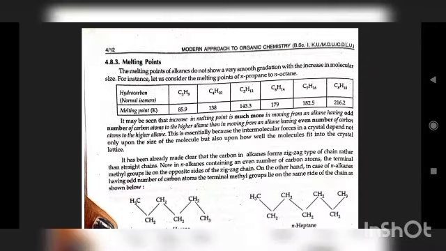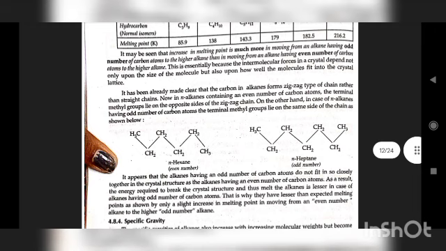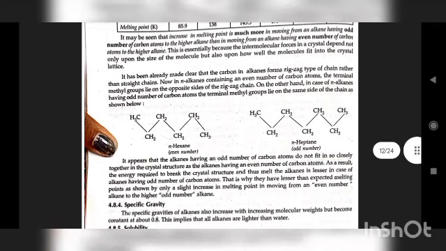This is essentially because the intermolecular forces in a crystal depend not only upon the size of the molecule but also upon how well the molecule fits in the crystal lattice. It has already been made clear that the carbons in alkanes form a zigzag type of chain rather than a straight chain. Now in an alkane containing an even number of carbon atoms, the terminal methyl groups lie on the opposite side of the zigzag chain. On the other hand, in n-alkanes having an odd number of carbon atoms, the terminal methyl groups lie on the same side of the chain, as shown below.